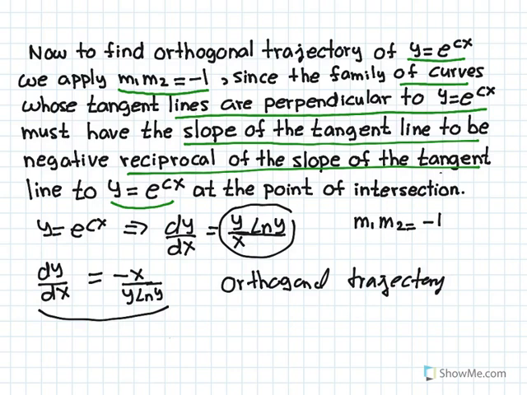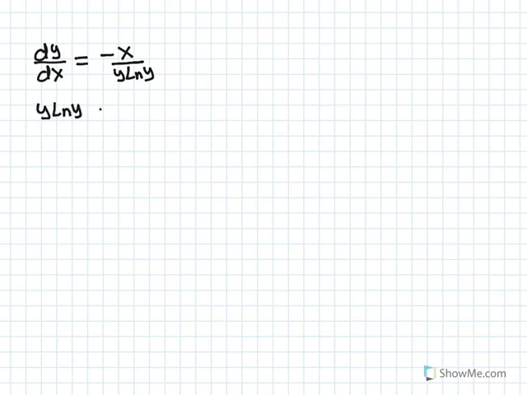So we have to separate out the variables and carry out the integration. All right, so we have dy/dx is equal to minus x divided by y log y. Cross multiply so we can separate the variables, put all the y's on one side, all the x's on the other side. We get y log y times dy is equal to minus x dx. And we have separated the variables.